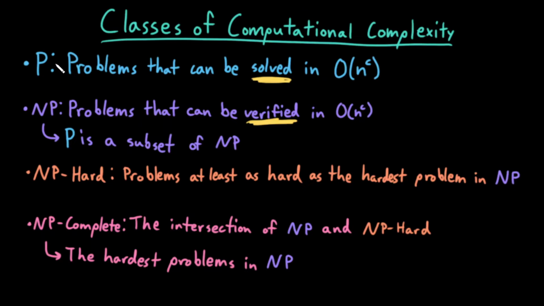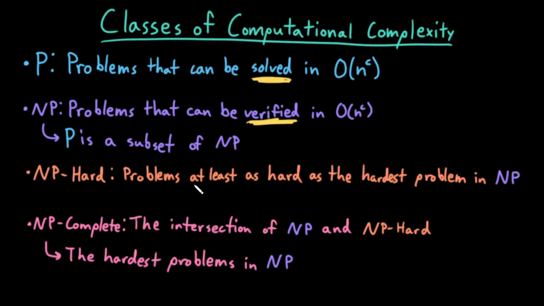So it should be clear, hopefully, that P is a subset of NP. If I can solve a problem in polynomial time, I can, by definition, verify it in polynomial time as well, right? If someone gives me an answer to the problem and I want to see, is this answer correct or not, I could just myself solve it in polynomial time and then compare what the other person gives me to that solution that I have. So any problem that can be solved can, by definition, be verified because you just solve it and then compare against what you got.